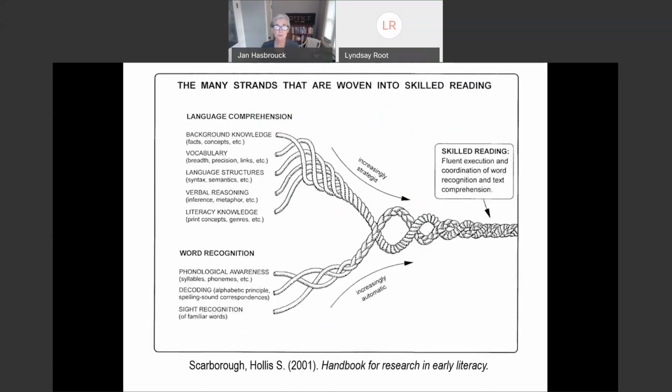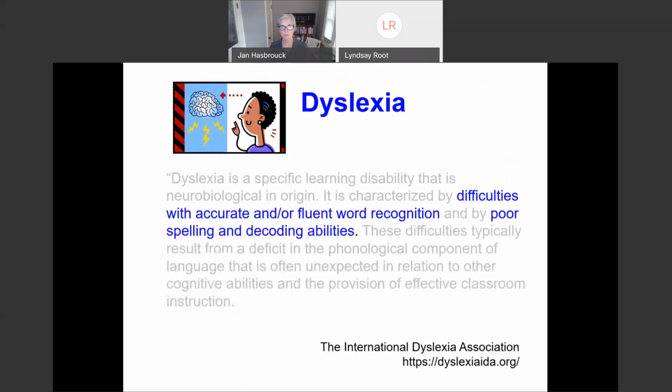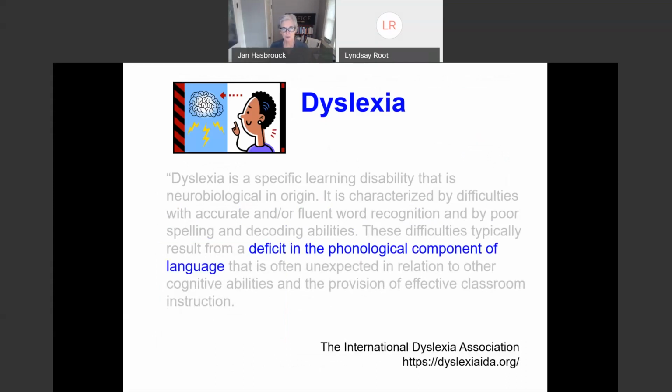This is a different infographic, another famous one. We will make sure that you have access to this. Scarborough's rope infographic basically represents the simple view of reading. She separated the language comprehension from the word recognition being the problem that most of our students with dyslexia bring to the situation. The phonological component of language we now know for certain is a causal factor in dyslexia.